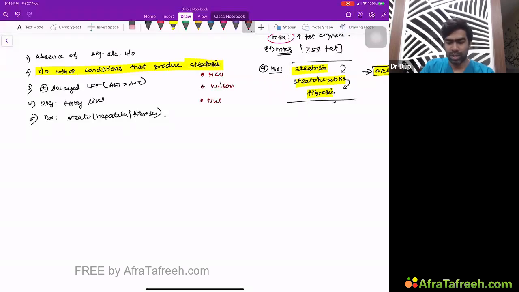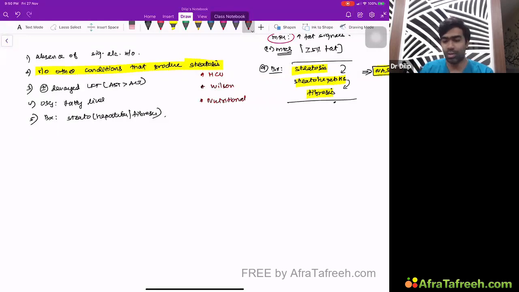Many nutritional conditions can produce steatosis in the liver. For example, severe starvation can produce steatosis. Protein energy malnutrition can produce steatosis. Total parenteral nutrition can produce steatosis. Rapid weight loss can produce steatosis. Bariatric surgeries, once again due to rapid weight loss, can produce steatosis. You have to rule out all these conditions.